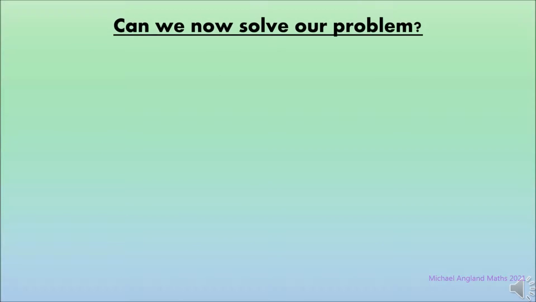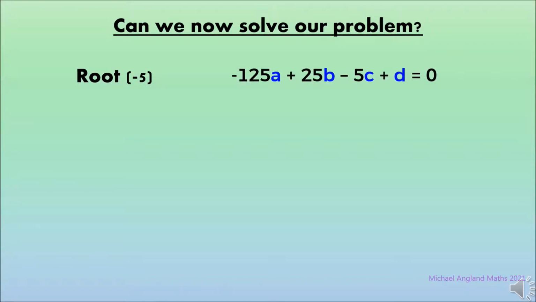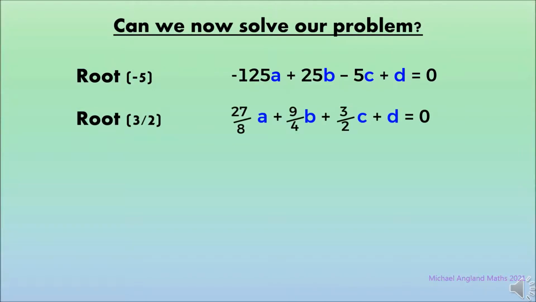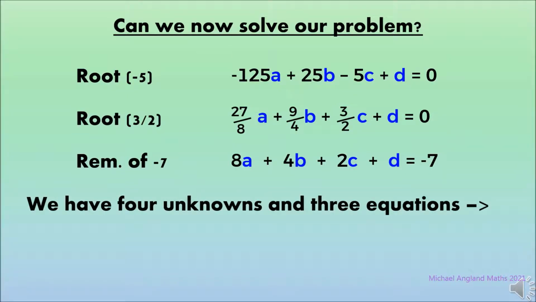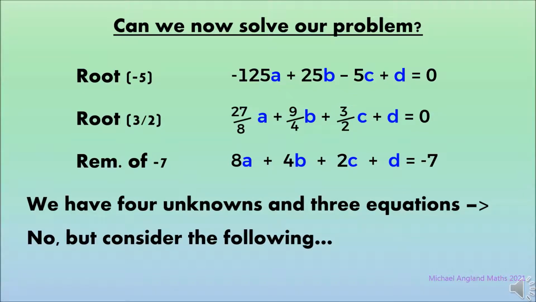The question to now ask is, can we now solve our problem? We know that minus 5 is a root, which gave us this equation. We know that 3 over 2 is a root, which gave us this equation. And through all of the work we did on the previous slide, we know that a remainder of minus 7 when divided by x minus 2 gave us this equation. Can we solve our problem? Well, we have 4 unknowns and 3 equations. So no, we don't have enough information.